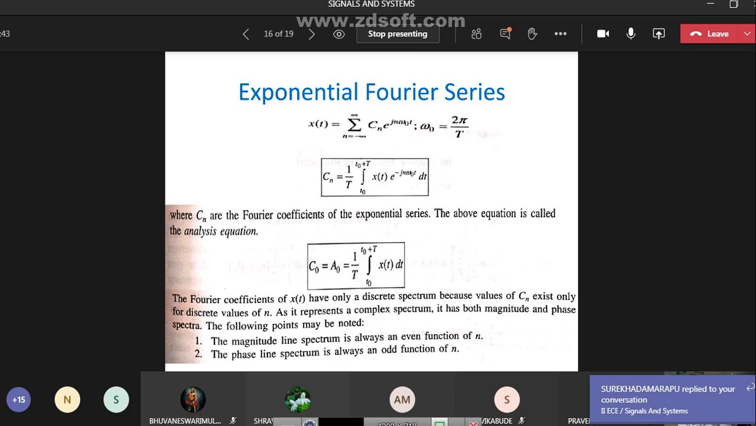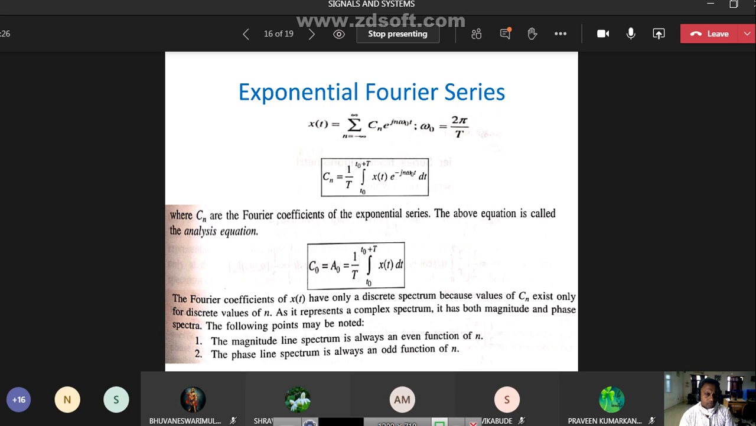Now the exponential Fourier series representation. I already told you, exponential Fourier series representation means representing any given signal over one period by using a linear combination of exponential functions. So suppose you are given some signal x of t, that x of t is represented by a number of orthogonal functions. You can observe here, x of t is equal to sigma n is equal to minus infinity to infinity cn e power j n omega naught t, where omega naught is equal to 2 pi by T.